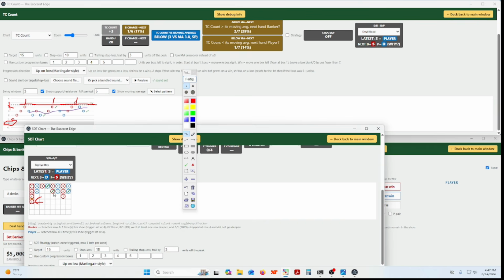Let's see. 1, 2, 3, 4, 5, 6, 7, 8, 9, 10, 11. That's hand 11. That's this banker right here. That's resistance also. You cannot tell. 12, 13, 14, 15, 16, 17. All the resistance is down here at the bottom.